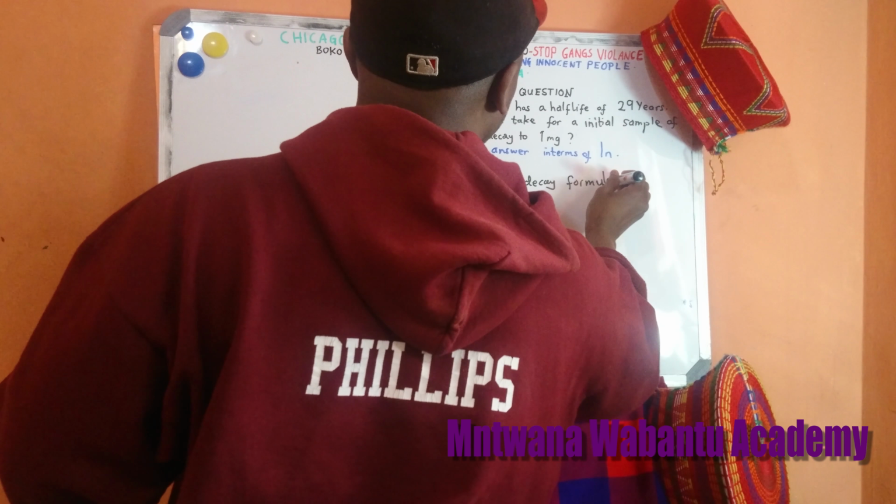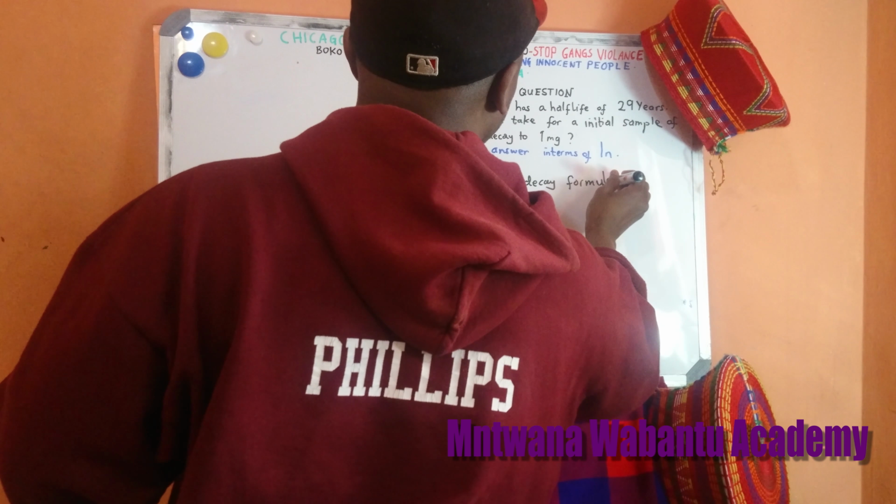So we're going to say e, and then K. We're looking for time, how long? 29 years. Because of half-life, the initial is 100 milligrams and the final has to be 50 milligrams. So let's get K, what you're looking for, and after that we'll get time. Now I'm going to divide by 100 milligrams, the milligrams cancel. So we have 1 over 2 equal to e^(29K).